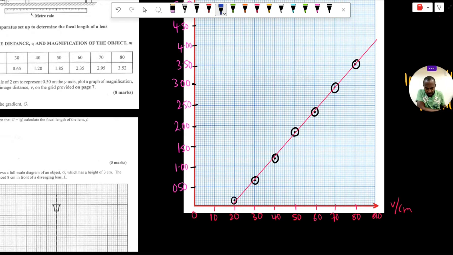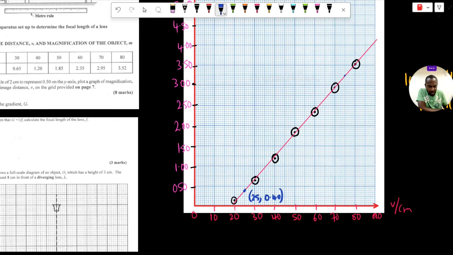Let me see now. What 2 points should I use? All right, I'm going to use this point right here. That point is the middle of 20 and 30. So this point would be 25, and the y coordinate is 1, 2, 3 small blocks above, so that's going to be 0.40. So 25, 0.40. Those are the coordinates of that point right there.